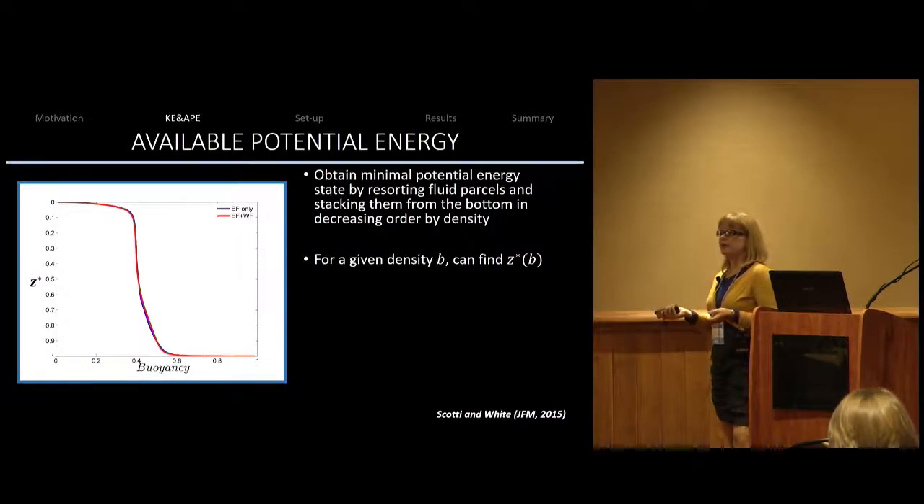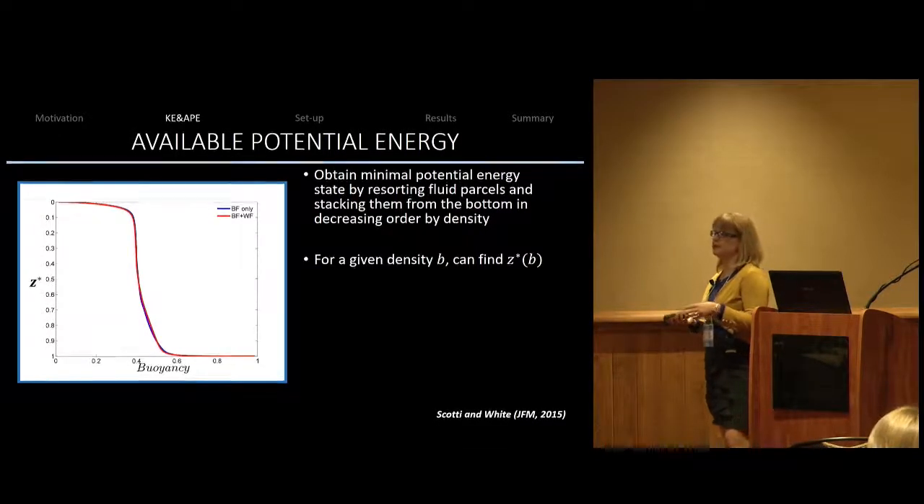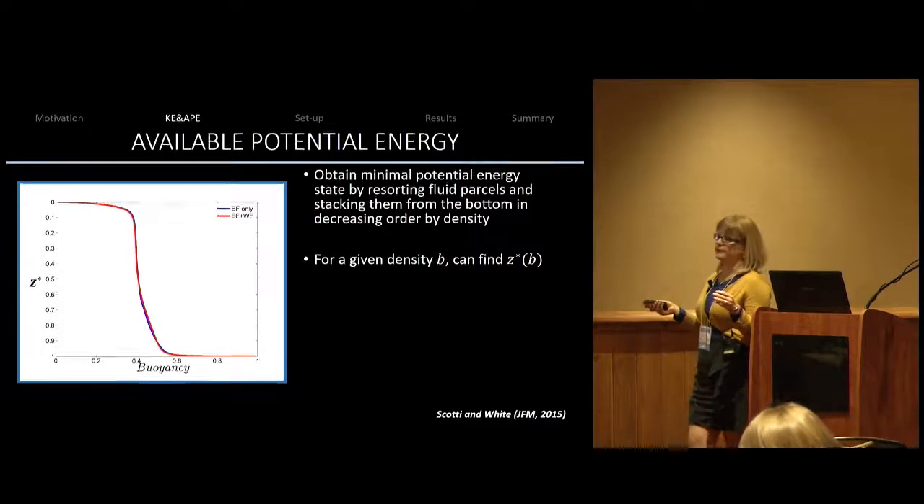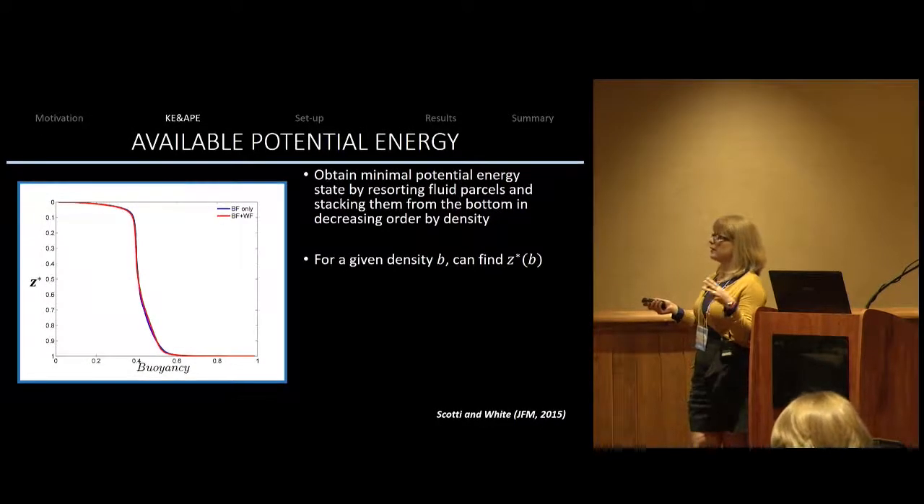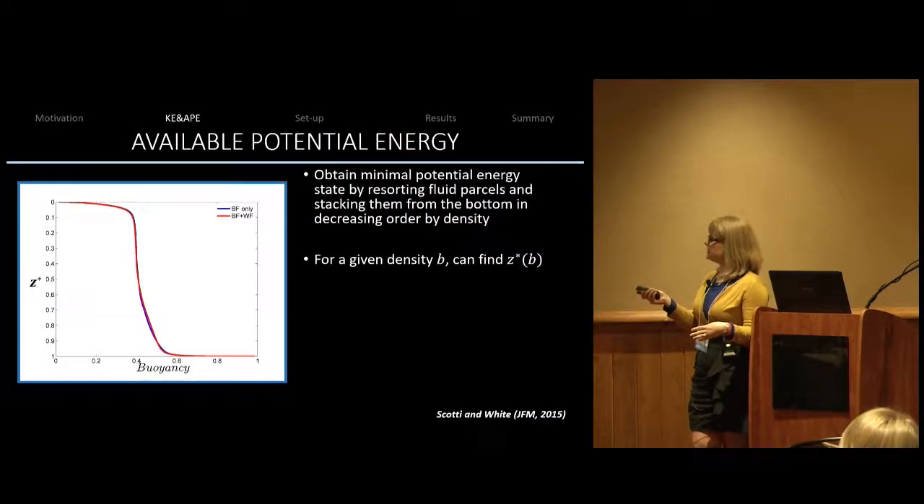The way we calculate available potential energy is by obtaining the minimal potential energy state. So we take our domain, we resort all fluid parcels, so we stack them from the bottom up in decreasing order of density, so you have the densest fluid on the bottom. And then that generates this kind of curve. So you have buoyancy, and then you have this parameter z star.